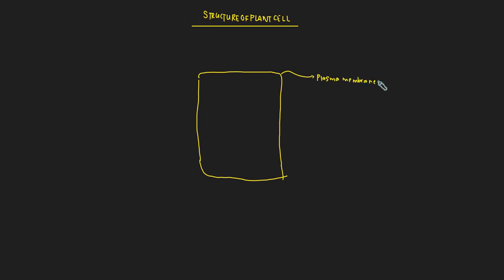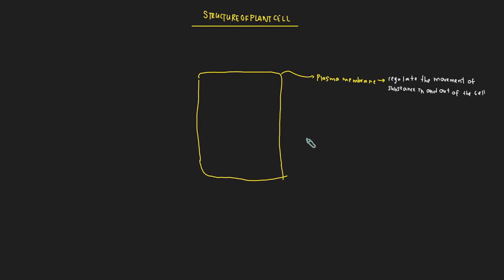So now let's begin. The plant cell is similar to the animal cell except for a few additional organelles which the animal cell does not possess. Similarly, we are going to draw the plasma membrane first. The main function of the plasma membrane is to regulate the movement of substances in and out of the cells. So we'll label it plasma membrane, and jot down its function.